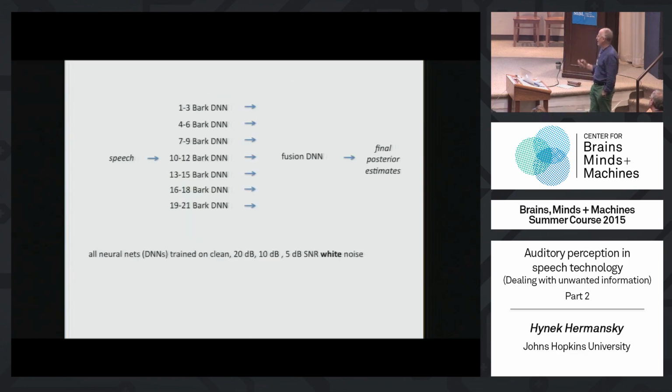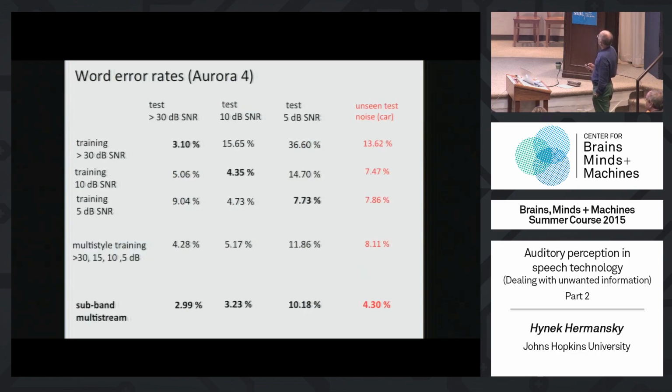So I do what the cochlea might be doing, which is I divide the signal into a number of frequency bands, and then I have one fusion DNN which will try to put these things together. But each of these nets are going to be trained on multiple levels, but this time of the white noise, and it's going to try to handle noise which is not white. So how it works, you can figure out if this was done in the case of Aurora.